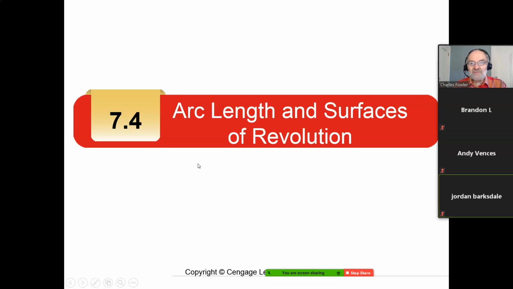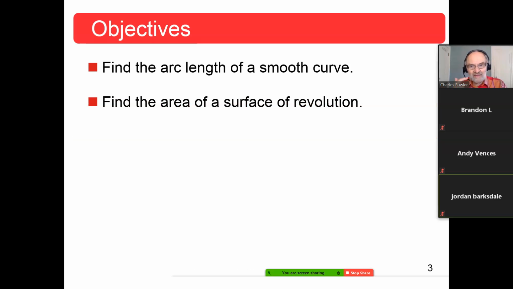Okay, 7.4 is talking about arc length and surfaces of revolution. Now we did volumes of revolution. Now we're going to do surface area. So we'll find the arc length of a smooth curve. Now what do we mean by smooth curve? Can't have any cusp, can't have any corners, can't have any angles. Everything has to be nice, smooth, and continuous. They don't say continuous here, but that's what it means.